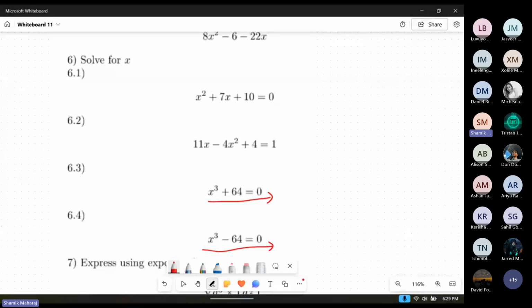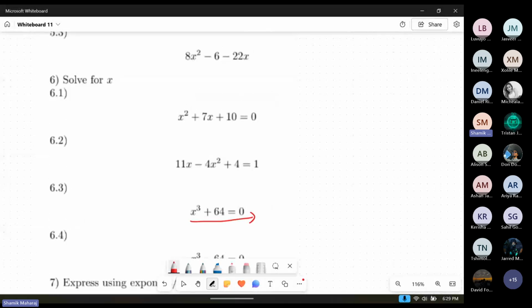And 6.1 and 6.2, we have rules for that. It's called the R and S method. But also, guys, you can use your calculators to factor, and you're allowed calculators here. So I'd recommend you learn how to factorize on your calculators because it saves you a lot of time and a lot of effort.